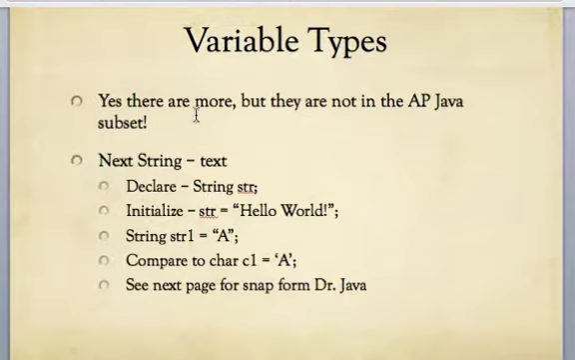All right, beyond primitive data types, for now we're going to study String, which is text. If we're going to declare it, you're going to say String, capital S, str. So we're telling Java that it is a String type and its variable name is str. To initialize it, str equals "hello world". Notice that a string is in double quotes. So I can say String str1 equals "a", and that is both declaring and initializing all at once.